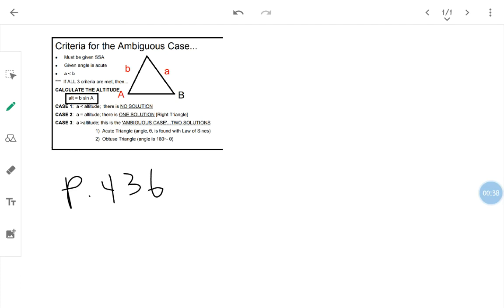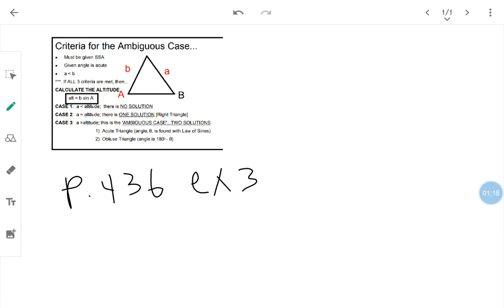Then problem example 3. Actually, this chart I already gave to you two weeks ago, so we're going to review quickly and then I'm going to explain the ambiguous case. If you have SSA form, you have to check 3 criteria. First, it must be given as SSA, which is side, side, and an angle which is not between. The given angle is acute, and A should be smaller than B. If all 3 criteria are met, then we have to calculate the altitude.